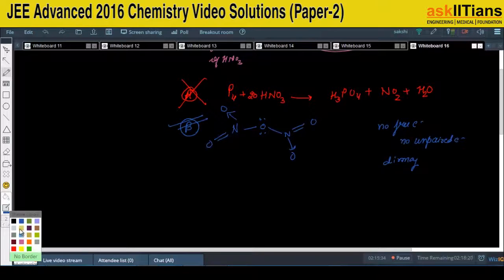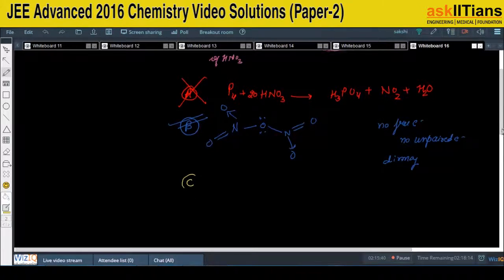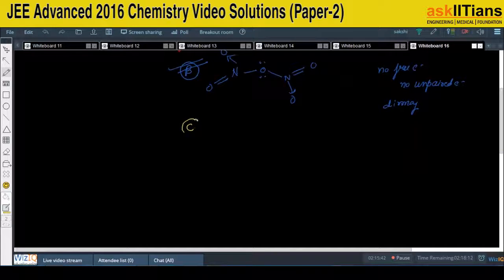If I ask you to look for option number C, it says that it contains one N-N bond. So again option number C is not correct because there is no N-N bond. So C is not correct.